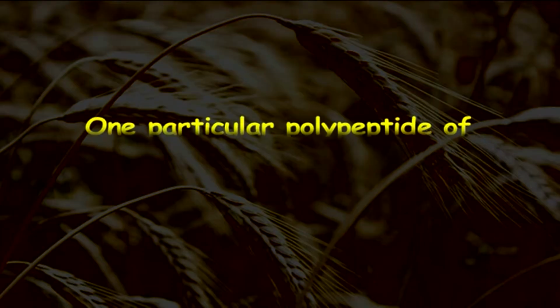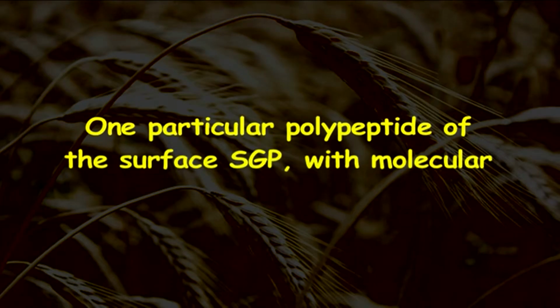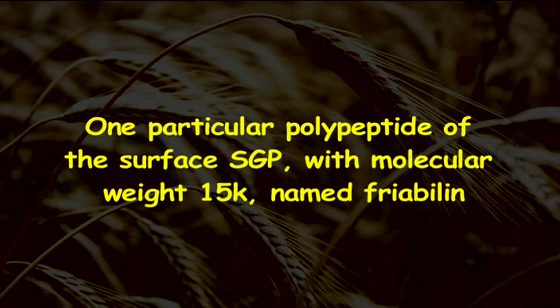It has been found that one particular polypeptide of the surface SGP with molecular weight 15 K, named friabilin, is strongly present in all soft wheats examined, but only weakly present in hard wheats, and completely absent from the very hard durum.